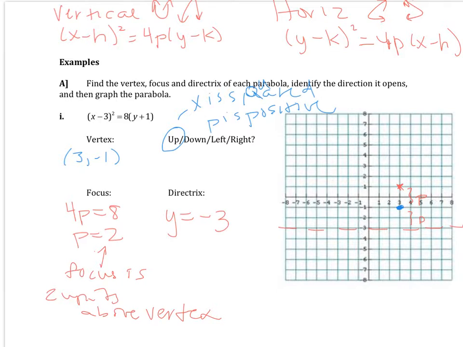So 1, 2, 3, 4, and 1, 2, 3, 4 here. So we have 2 points, one at (−1, 1), one at (7, 1). Again, you could have found those by substituting 1 in for y and solving for x. But if you're comfortable just using the length of the focal chord, this length, this focal chord, is 8 units, which is the 4p value.